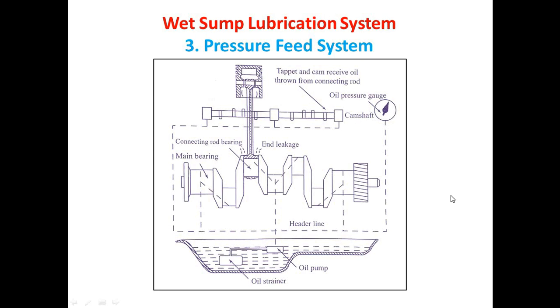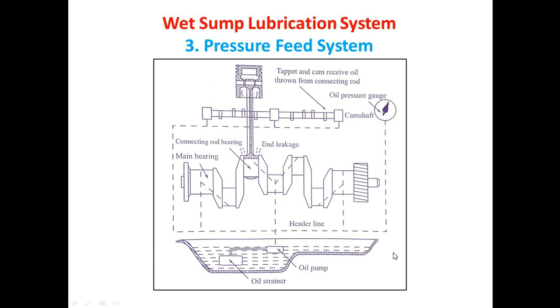The third type of lubrication system is the pressure feed system. Here again you can observe inside the lubricating sump we are having the oil strainer, then the oil pump. Now the dotted lines are nothing but the header lines, or you can say the main line of the lubricating oil, which is the pressurized lubricating oil. This pressurized lubricating oil is made to flow towards the engine components, likely the crankshaft and its bearing, the camshaft and its bearing. Now how does it happen?